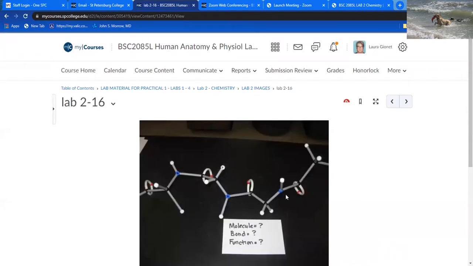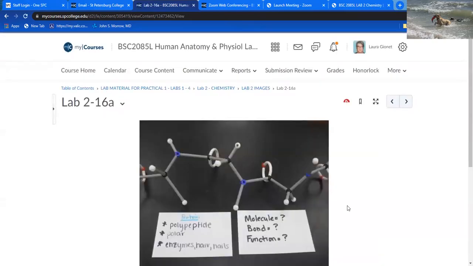You guys. And here we have three. Right? So blue ball, blue ball, blue ball, double bond, double bond, double bond. So this represents a polypeptide. Multiple blue balls, double bonds all along, polar covalently bonded. They form enzymes, hair, nails, antibodies, and so on.